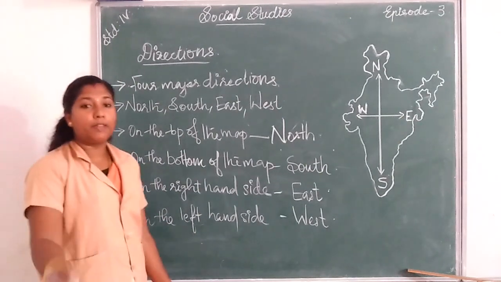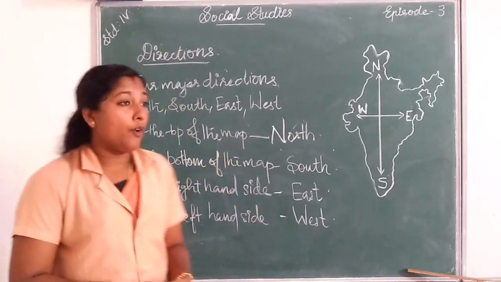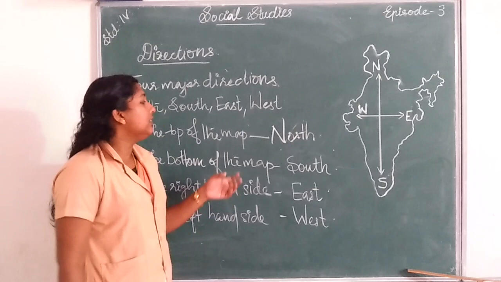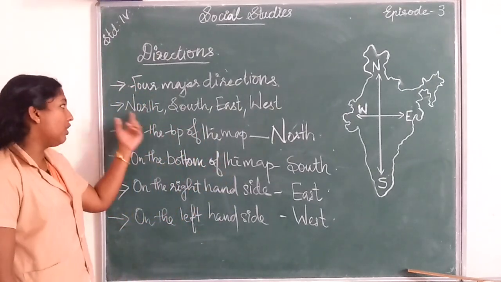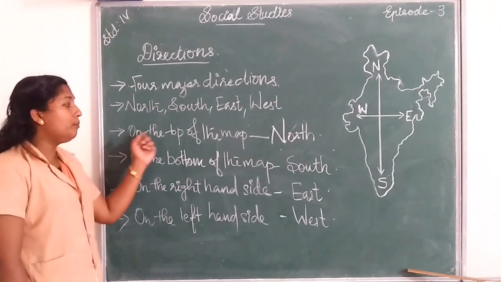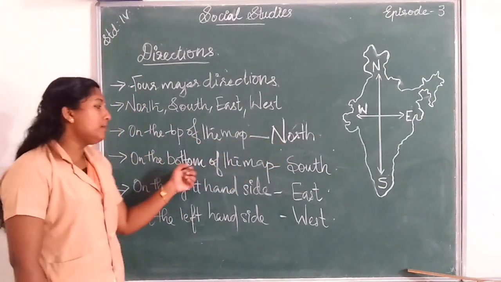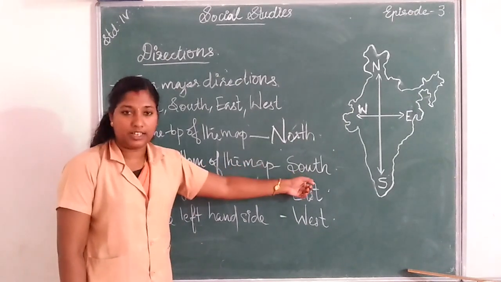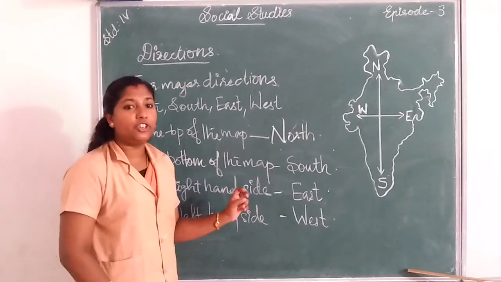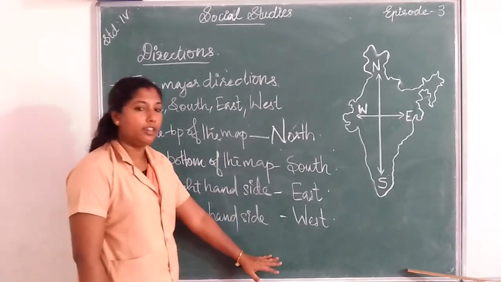The four major directions are always present on a map. The four major directions are north, south, east and west. On the top of the map is the north direction. On the bottom of the map is the south direction. On the right hand side is the east direction. On the left hand side is the west direction.